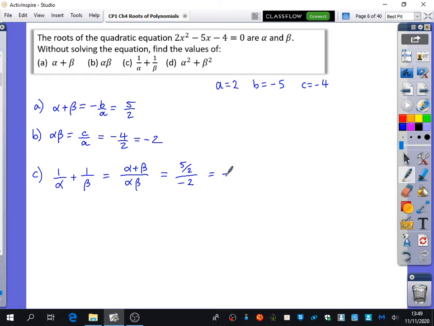Minus 1.25. So if you think about it as this fraction within a fraction, if I multiply the top and bottom by 2, I would get minus 5 over 4, because I've multiplied this by 2 and I've multiplied this by 2.